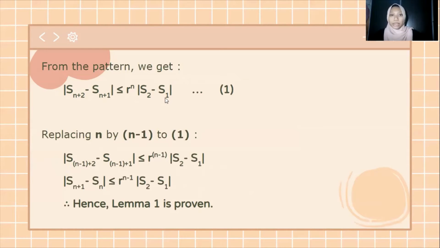Since the question asks for R to the power of n minus 1, now we will replace n by n minus 1 in the equation above. So now we will get modulus Sn minus 1 plus 2 minus Sn minus 1 plus 1 less than or equal to R to the power of n minus 1 modulus S2 minus S1. So solve all the operations related to n, and we will get modulus Sn plus 1 minus Sn less than or equal to R to the power of n minus 1 modulus S2 minus S1. Hence, lemma 1 is proven.